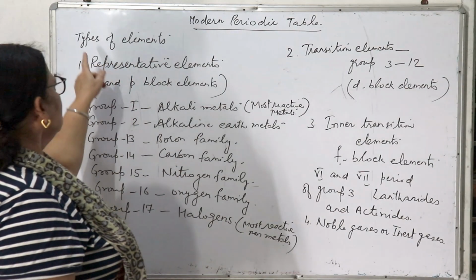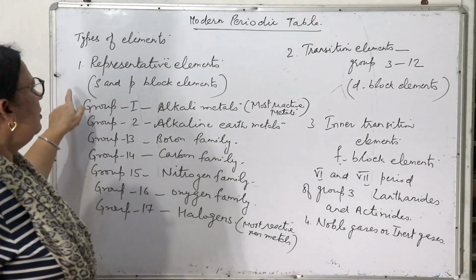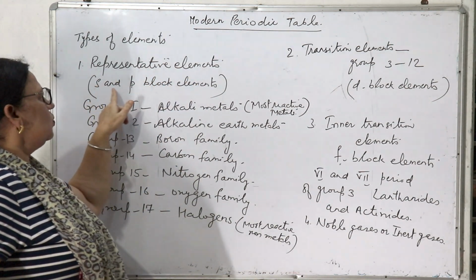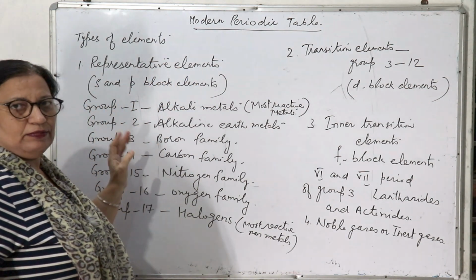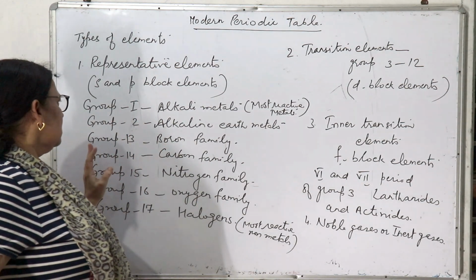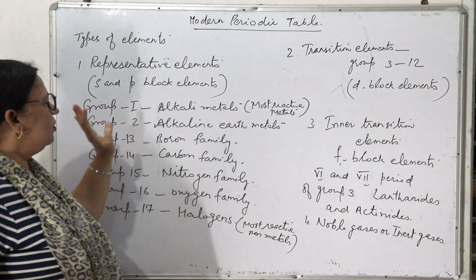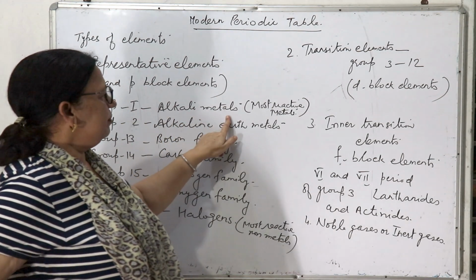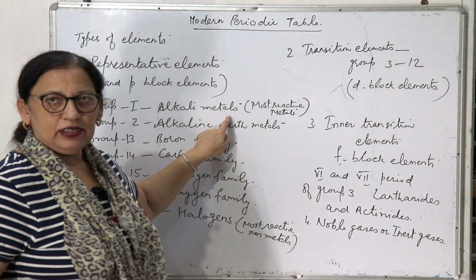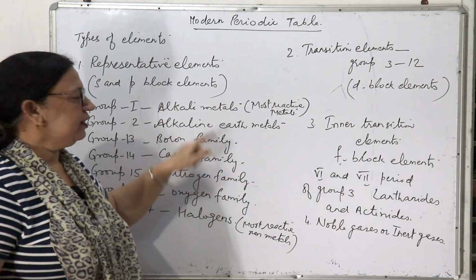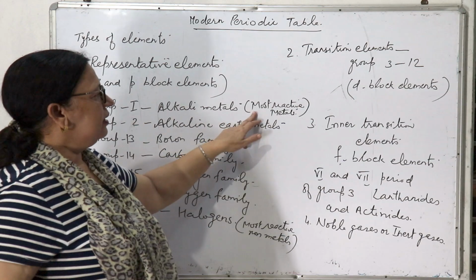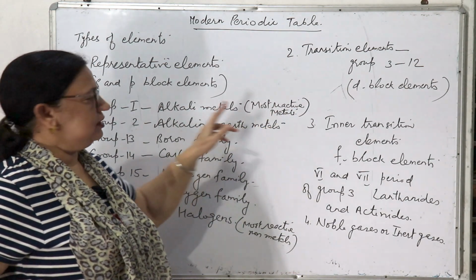Our next topic is types of elements. Number 1, representative elements. They are also called S and P block elements, and why they are called S and P block elements, you will do in higher classes. Group 1 is called alkali metals. Why are they called alkali metals? Because when they react with water, they form strong alkalis, and they are the most reactive metals.